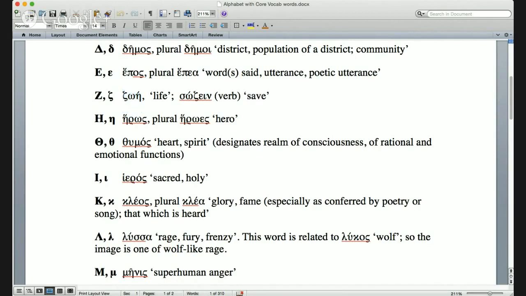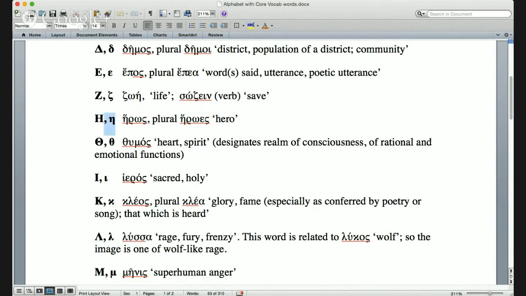So that means life. Here's another word, sozdain. So this has got a zeta in the middle of the word, the verb to save. So both, well, the second word is in the core vocab. The first word I think was not in the core vocab, but it's a pretty important word. So we have the word to life and the word to save.